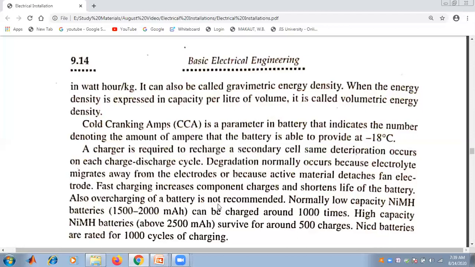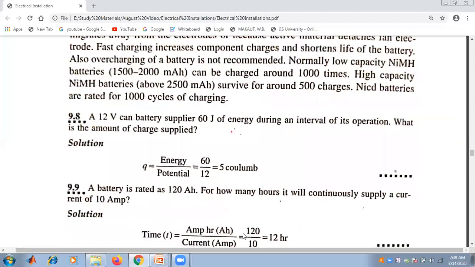Also, overcharging of a battery is not recommended. Normally, low capacity NiMH batteries, that is 1500 to 2000 milliampere hour, can be charged around 100 times, and high capacity NiMH batteries, that is above 2500 mAh, survive for around 500 charges, and NiCd batteries are rated for 100 cycles of charging.